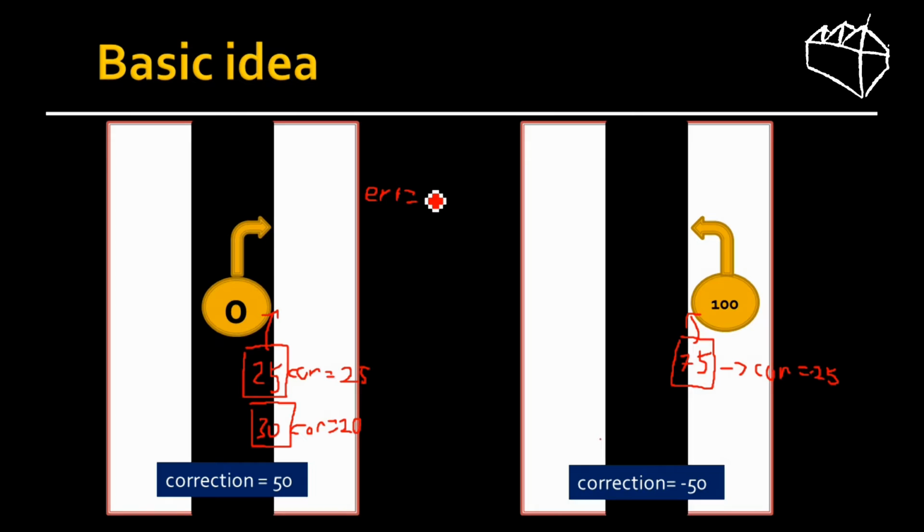So, or offset minus the value of your light sensor. And that's just the error. And now you have to have the correction. And for now, let's say correction equals error. And implement this in our EV3.